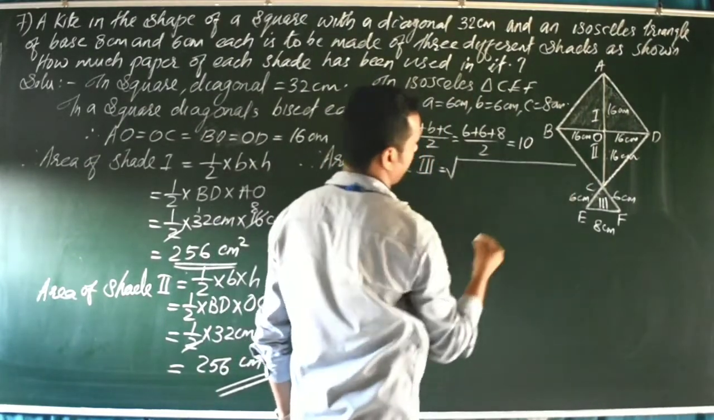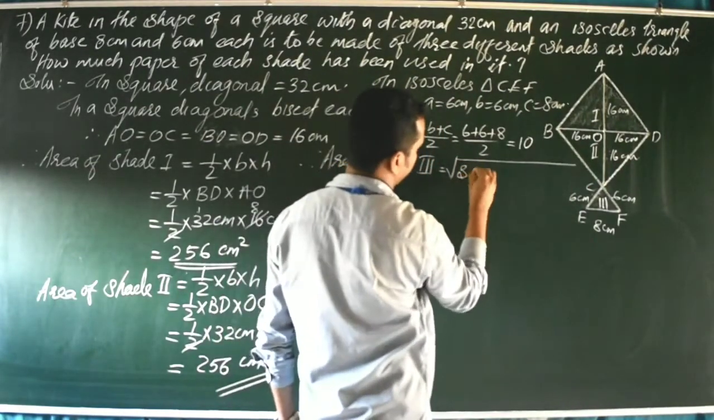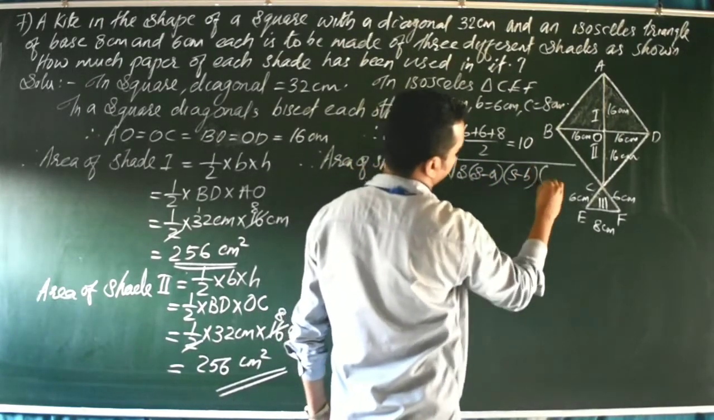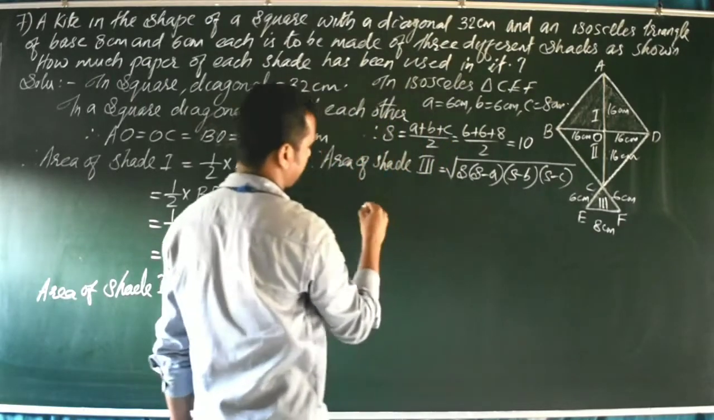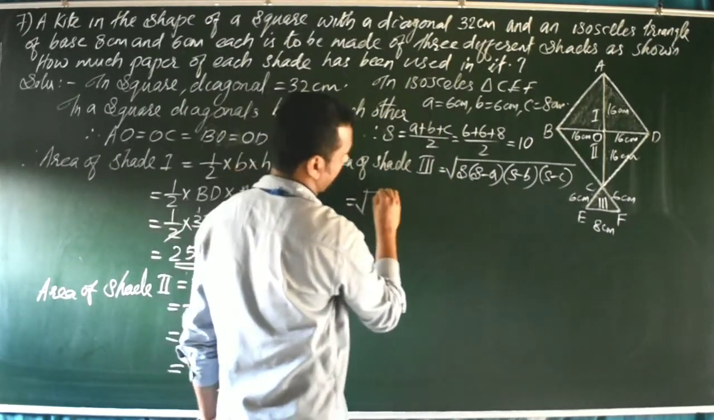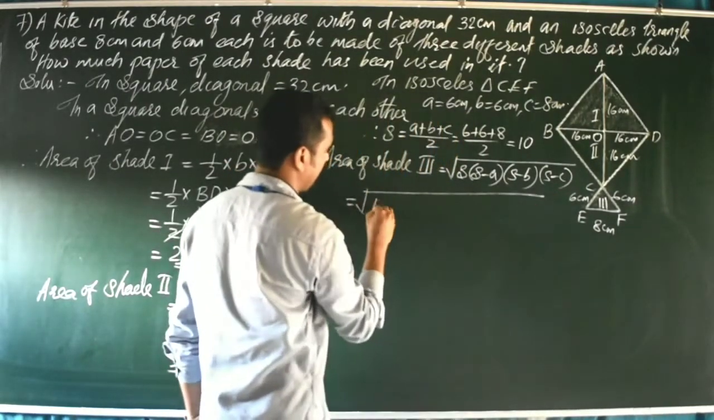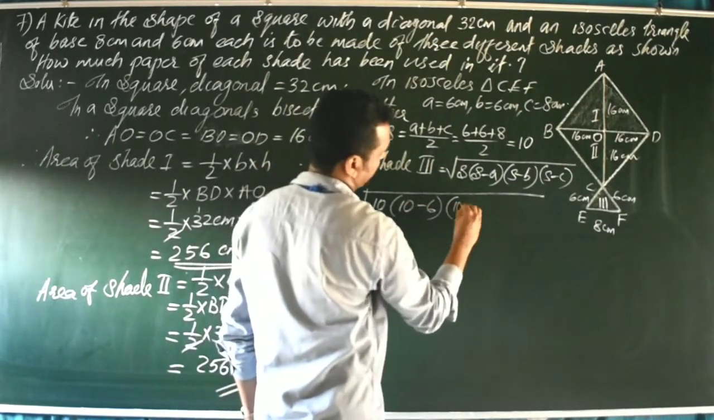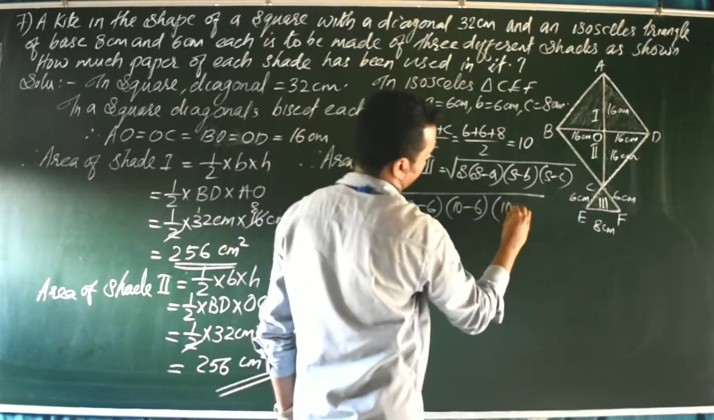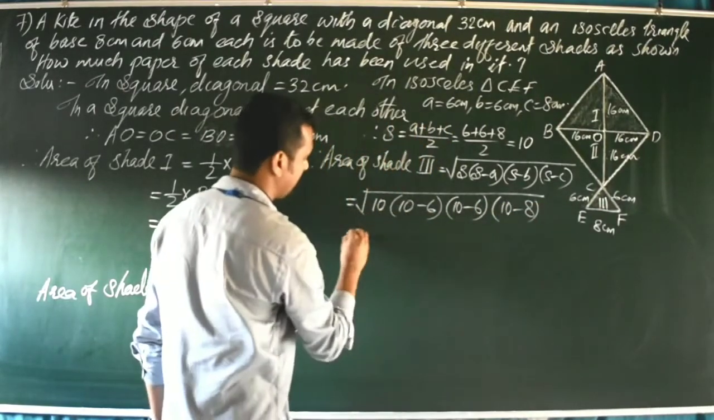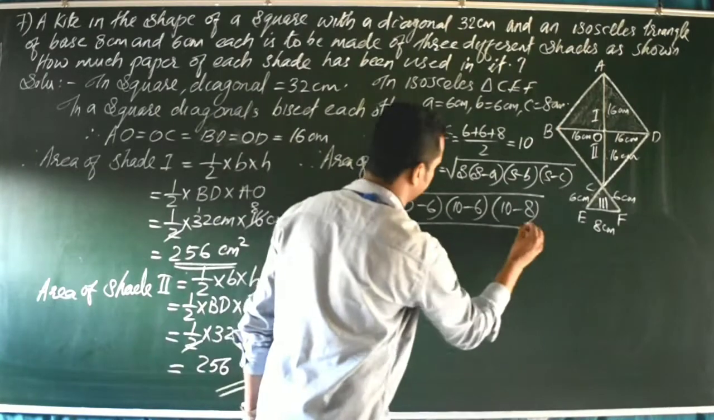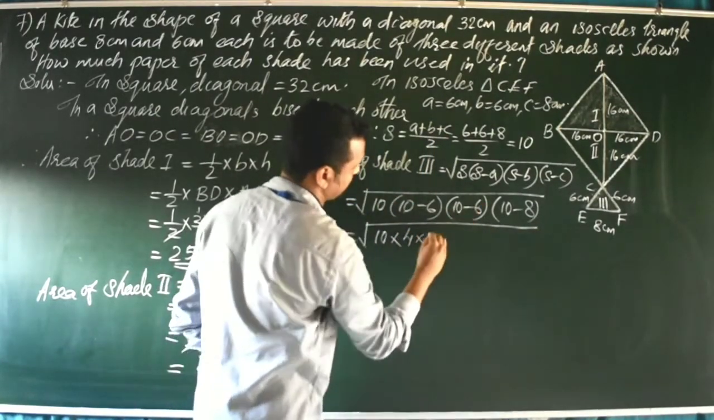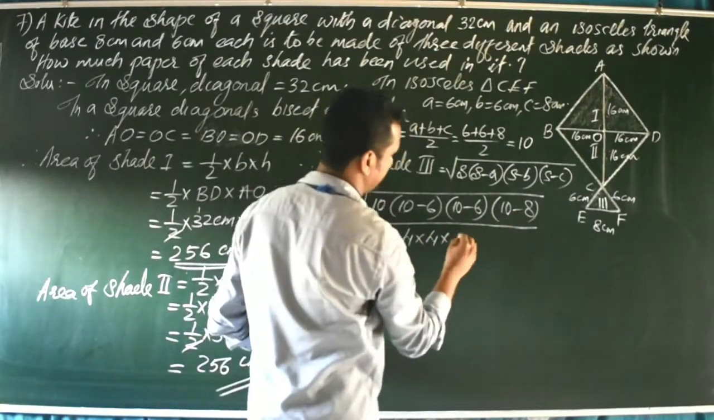Using Heron's formula, we have to find out that is equal to square root of S into S minus A into S minus B into S minus C. Now substitute values here, that is equal to square root of S is equal to 10 into 10 minus 6 into 10 minus 6 into 10 minus 8. That is equal to square root of 10 into 4 into 4 into 2.